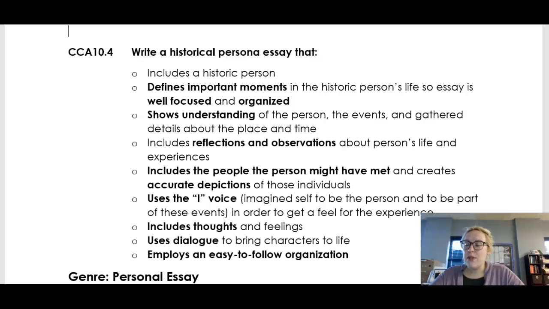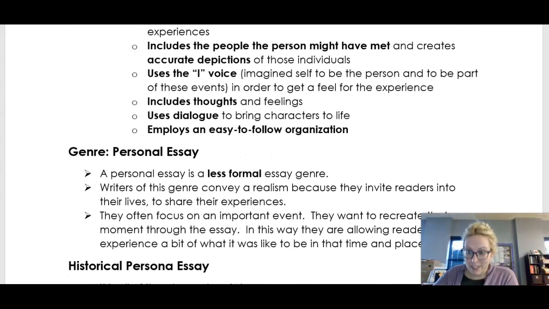It's going to include a lot of thoughts and feelings that that person has. It's also going to include some dialogue that is going to bring the characters to life. So, a dialogue between you and another person that was in this historical person's life, or a conversation that would have happened that maybe changed them. It is also going to follow a really structured organization, which we are going to go through a little later in the document.